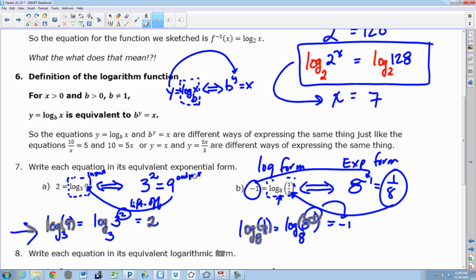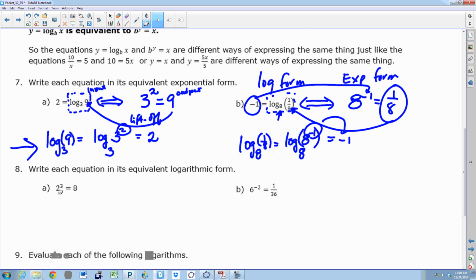Okay, so that's going from log form to exponent form. Let's try it the other way. Let's see if we can go from exponent form to log form. So here's a simple exponential equivalency. 2 to the third equals 8. So how do I put that same statement in log form? How do I write the same statement in log form?